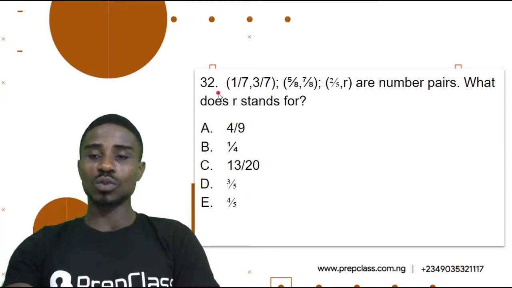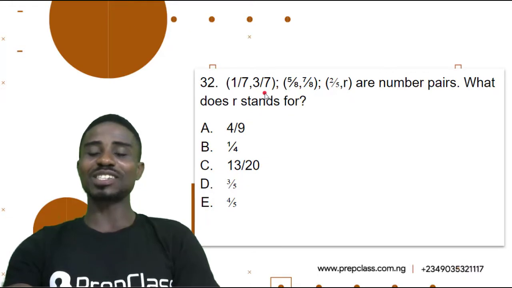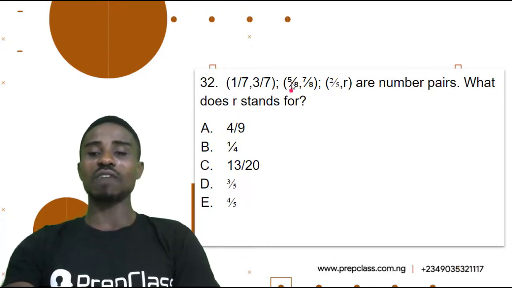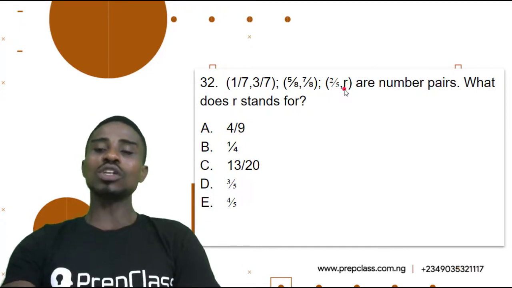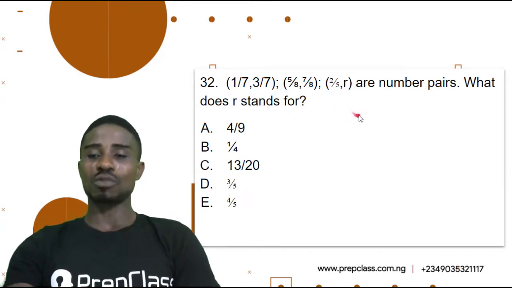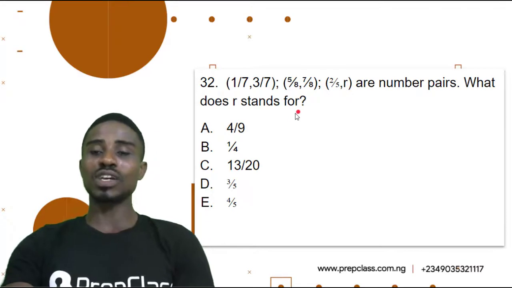Question 32. We have the number pairs 1 over 3, 3 over 7. Now, this is looking a bit challenging because it has to do with fractions, but we'll still resolve it and get our correct answer. Just follow me as I move. So 1 over 7, 3 over 7. We have 5 over 8, 7 over 8. We have 2 over 5 and R. So we need to know the differences between them so we can know what R represents. Now, let's move straight to our worksheet and see how to get this done.